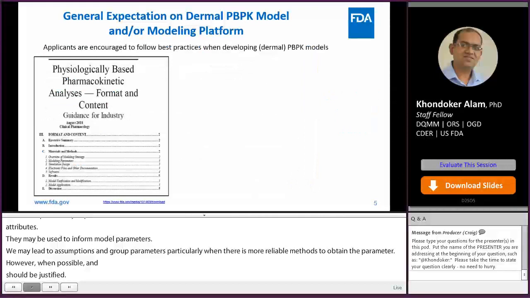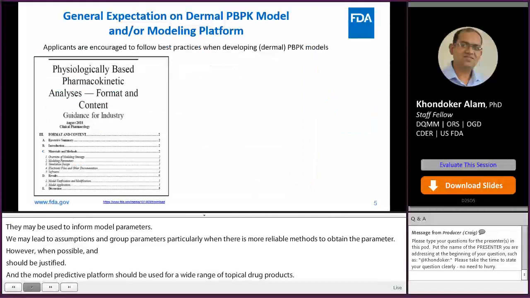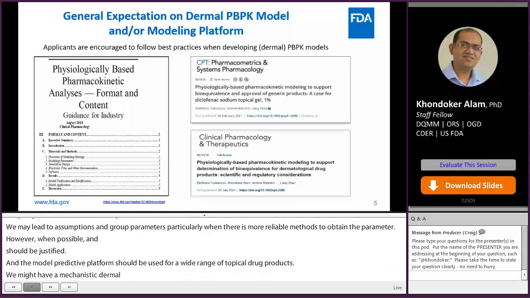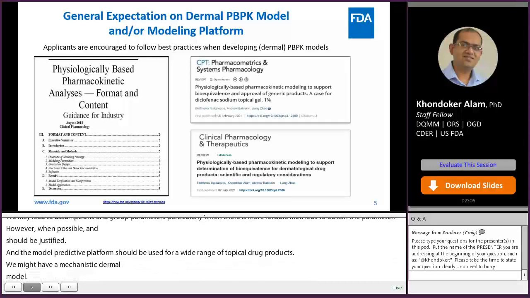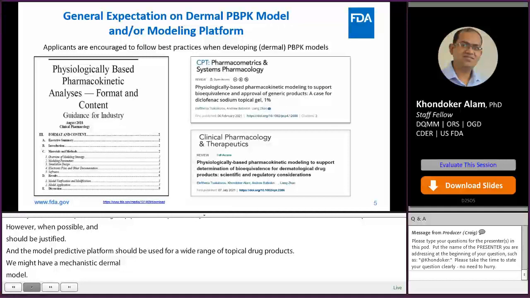Applicants are encouraged to follow best practices when developing dermal PBPK model. The guidance for industry on physiologically based pharmacokinetic analysis format and content is an excellent source. I have listed 2 papers from FDA authors to learn more about PBPK model development and virtual bioequivalence approach.